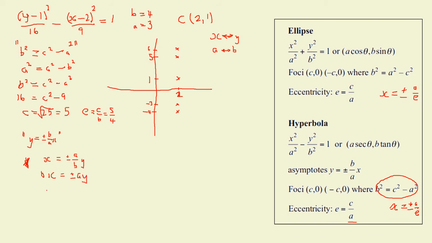If I now divide by a, I've got b over a x is plus or minus y. So what I've got is y is plus or minus b over a x, which is just what we had at the start. So like with the b squared equals c squared minus a squared, b squared is c squared minus a squared, like with that, this thing does not change. Y is always plus or minus b over a x.